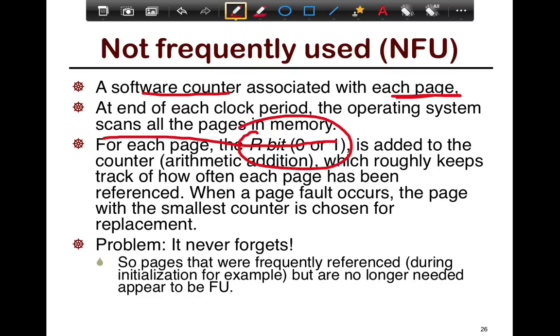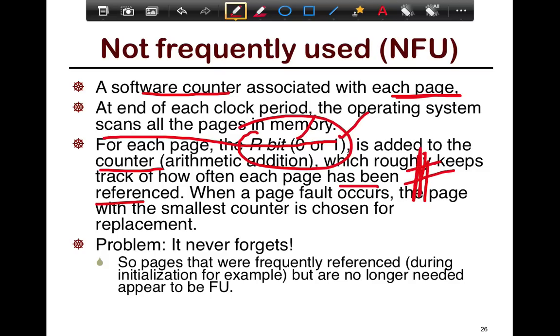In fact, you don't even need to check it. The reference bit can be either a 0 or 1, right? So you add it to the counter. So the counter roughly keeps track of how often each page has been referenced. So it keeps a count, a number of how often it's been referenced. So when a page fault occurs, the one with the smallest counter is chosen.